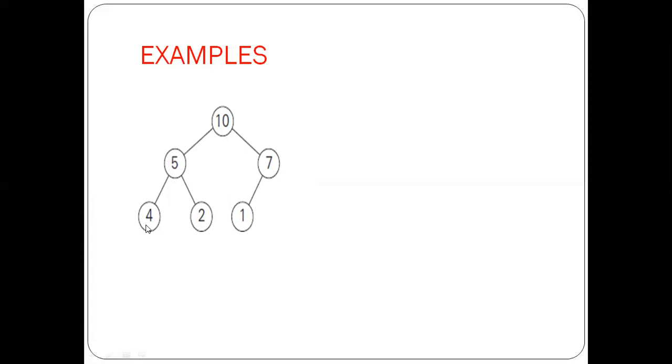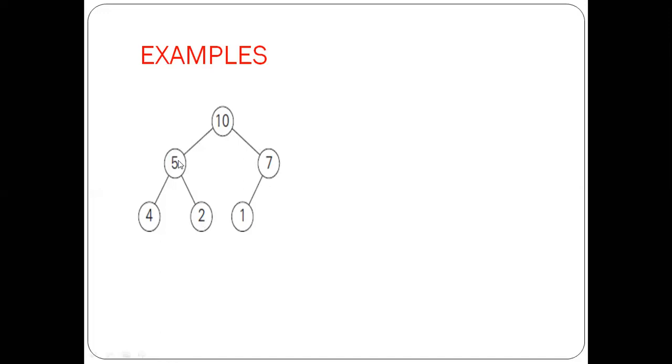What is the next property? The next property is that it should satisfy parental dominance. So you check all the parental nodes. Which are the parental nodes? The nodes are 5, 7, and 10. The parental node should have a value greater than or equal to its children. So what is that? Which are the child nodes for 5?